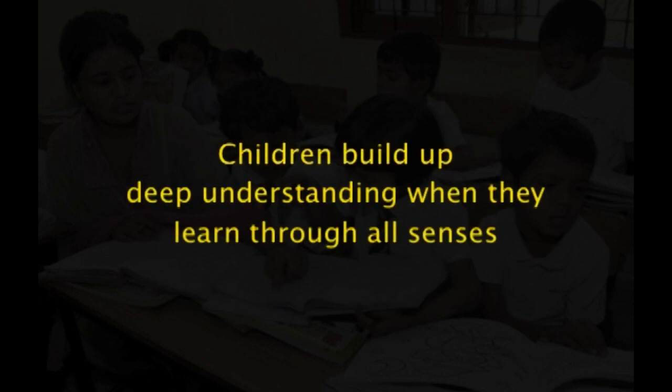The next one is the children build up deep understanding when they learn through all senses. The children develop complex cognitive structures when they are taking the information through all their senses, including the touch, the kinesthetic, the smell, and the children engage more enthusiastically in learning when they are able to participate in decision making about their own learning experiences.